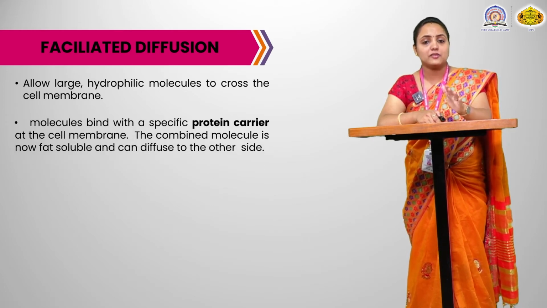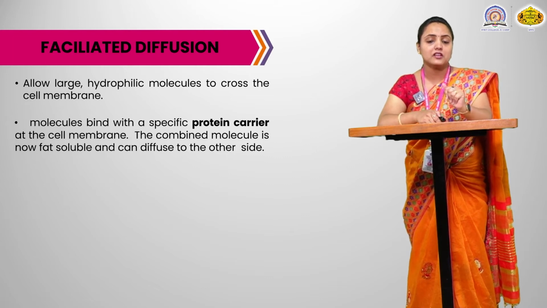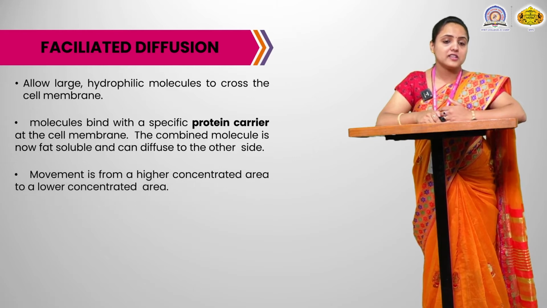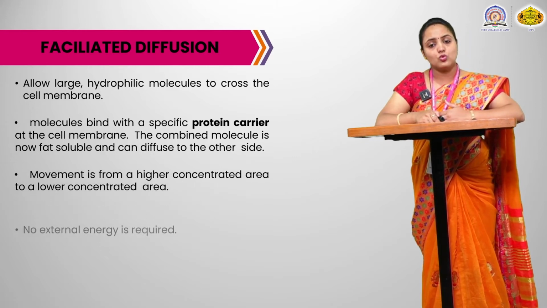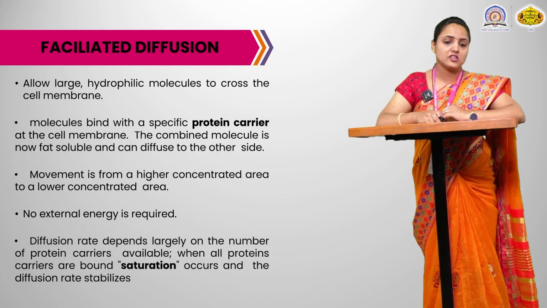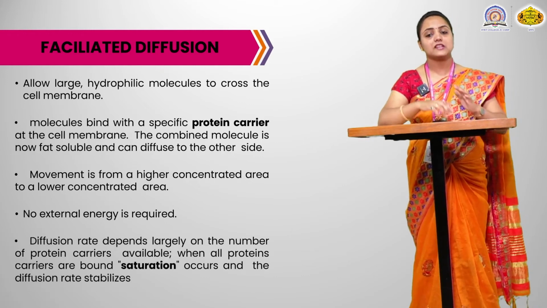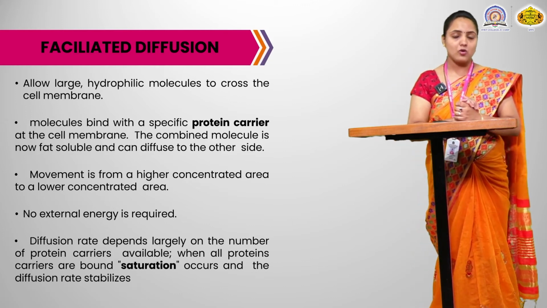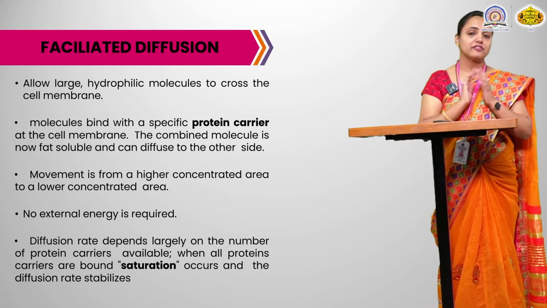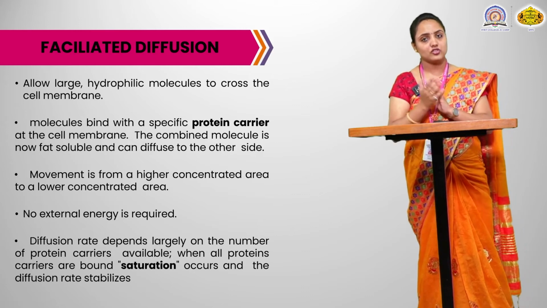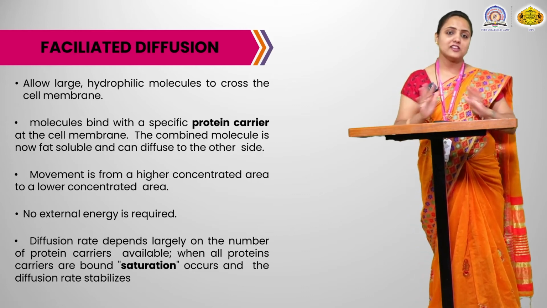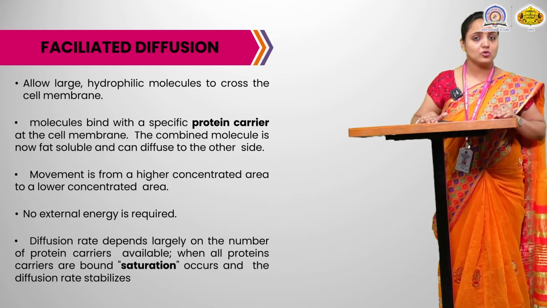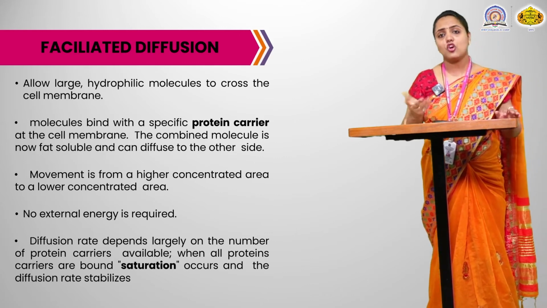Molecules bind with a specific protein carrier at the cell membrane. The combined molecule is now fat soluble and can diffuse to the other side. Movement is from higher concentration to lower concentration. No external energy is required, and the diffusion rate depends largely on the number of protein carriers available. When all the protein carriers are bound, saturation occurs and the diffusion rate stabilizes.